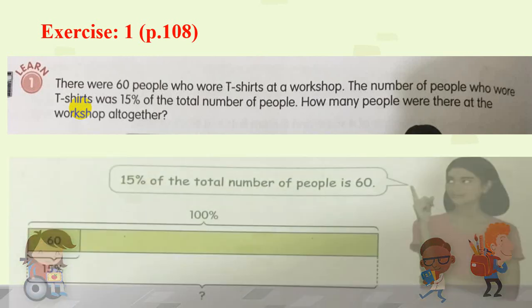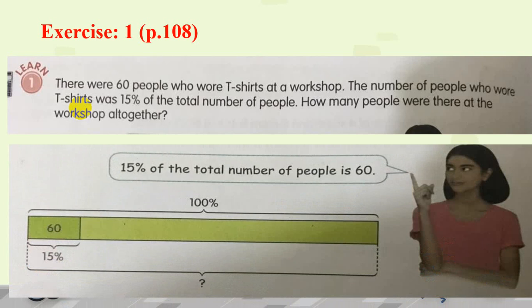Okay, so let's see the diagram. From the given information here, they said that 60 people wore t-shirts at the workshop, and also 15% of the people wore t-shirts. So it means that 15% of the people is 60 people. 15% of the total number is 60 people. That's why in the diagram here, they draw the whole box as 100%, which represents the total number of people. And among that, they draw a small box here. It's 15%, and they put the number 60 here. So it means that 15% of people is 60 people.